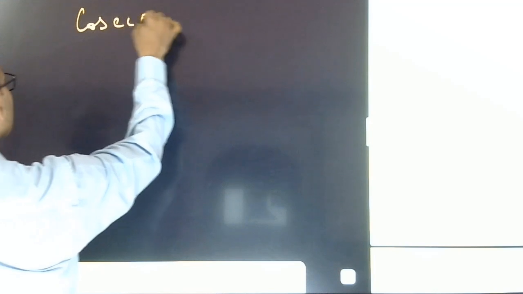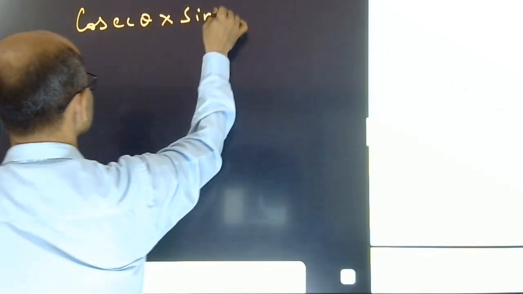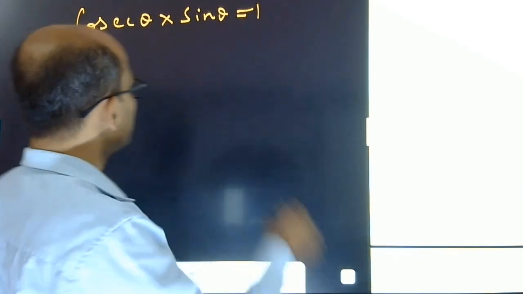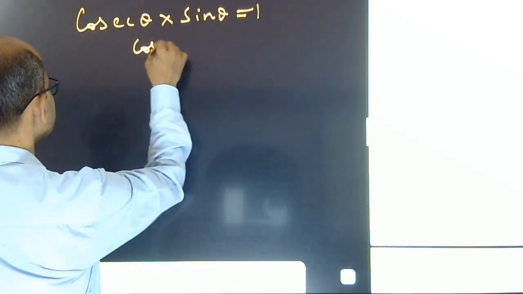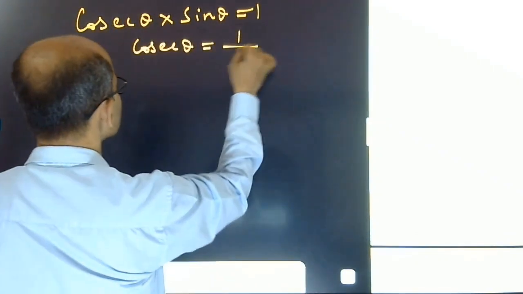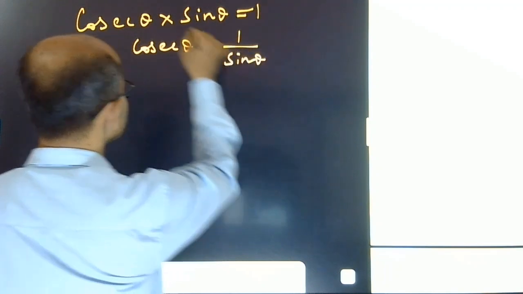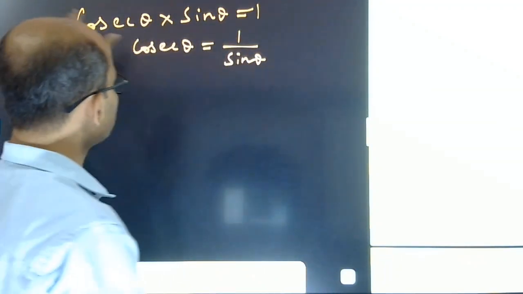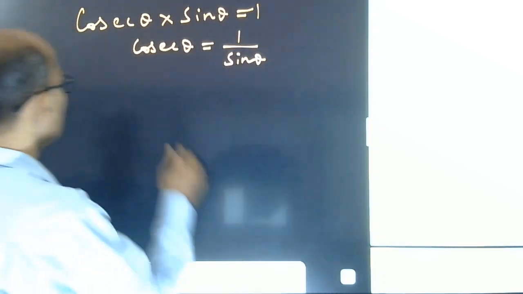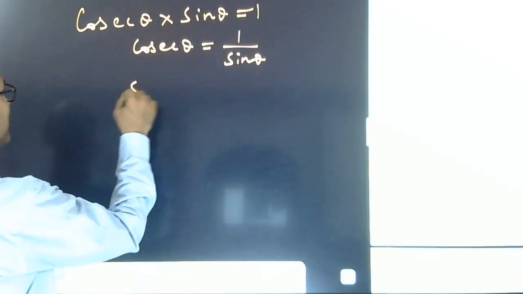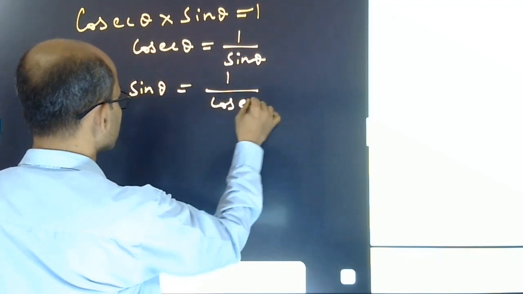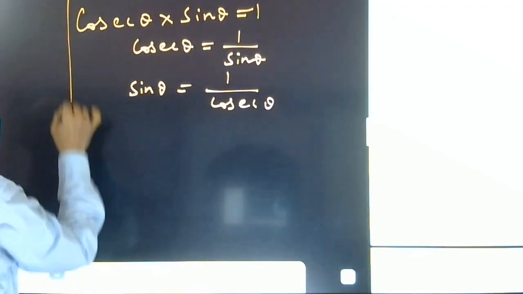Cosec theta into sin theta is equal to 1. Then we can write cosec theta is equal to 1 upon sin theta. We have obtained this from this very formula. Again, we can say that sin theta can also be written as 1 upon cosec theta. So this has become our very first.